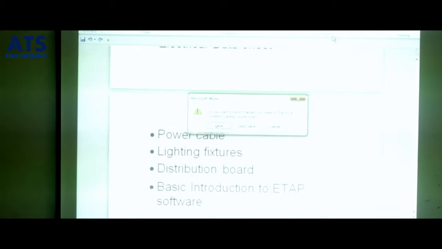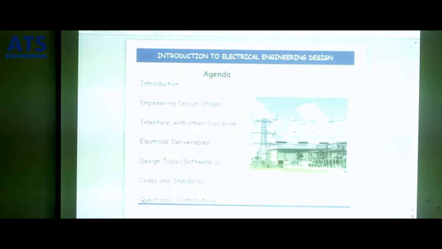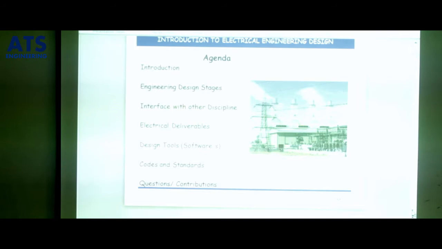And I'm going to show you some presentation about those course outline. This is part of the presentation. Here we are going to cover electrical deliverable. We are going to cover design software. We are going to cover code and standard. This is a typical presentation in ATS training.